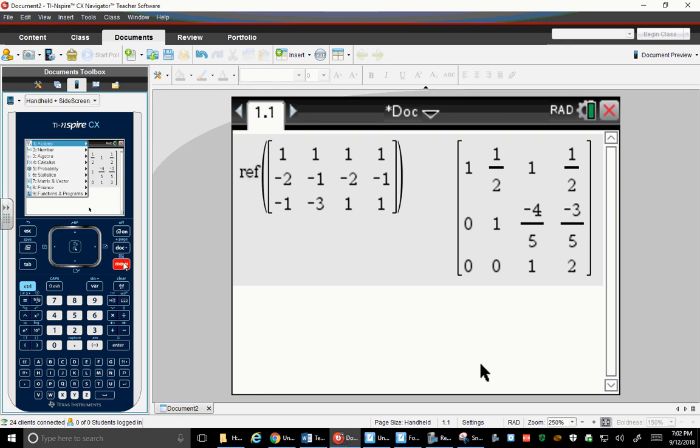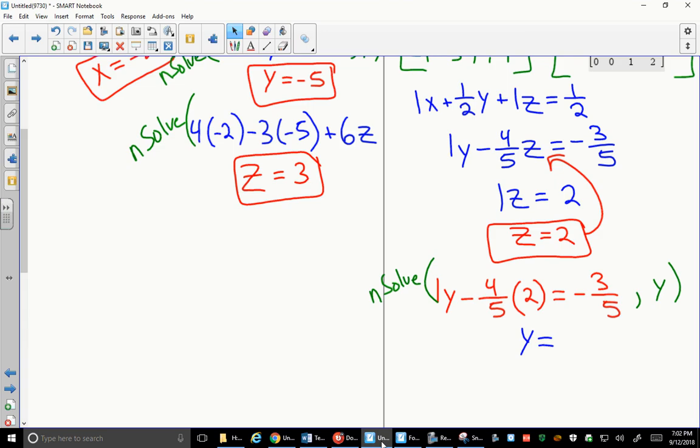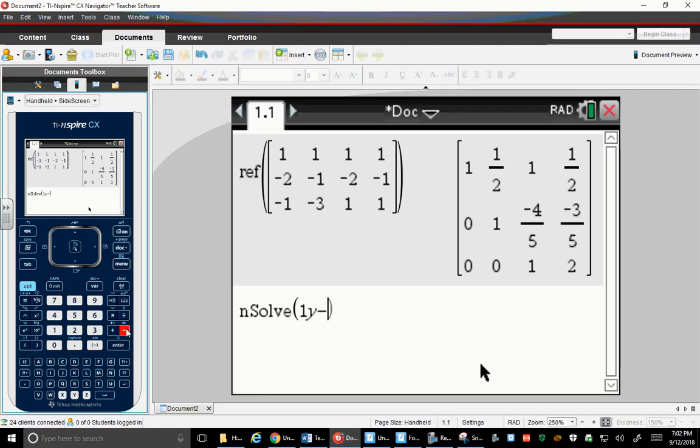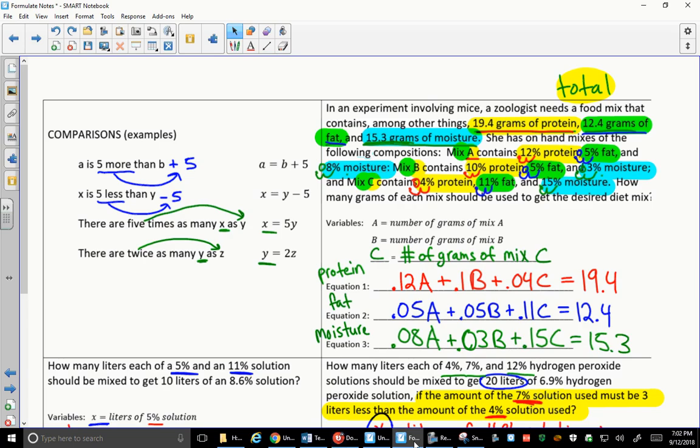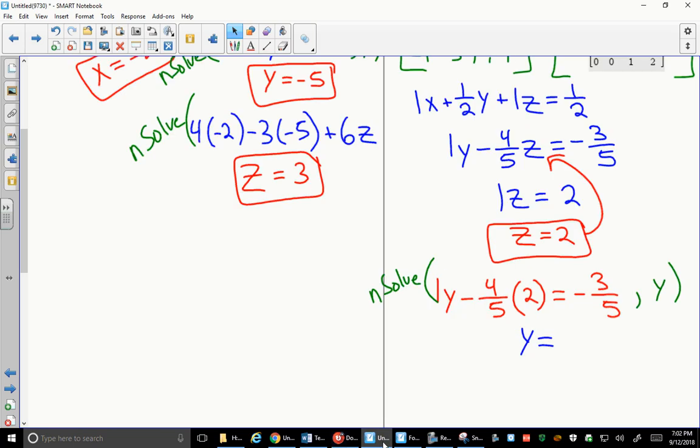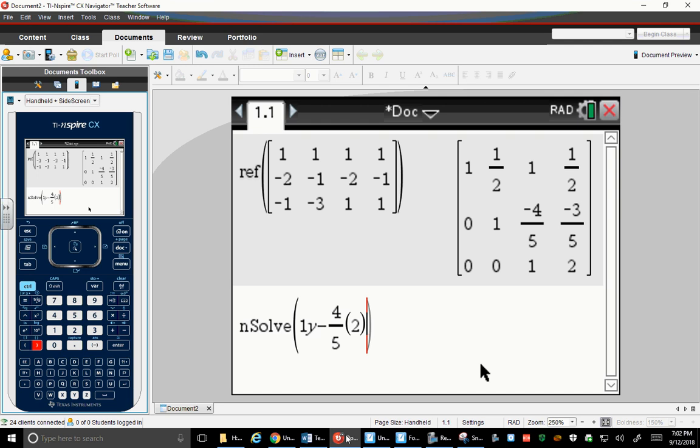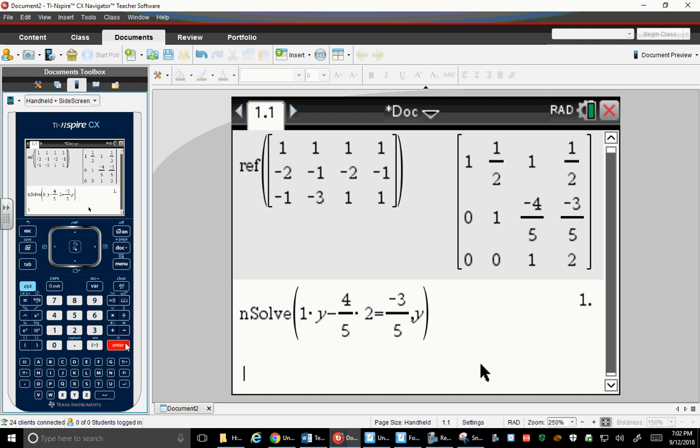That's what we're interested in finding out. So y equals what? All right, so menu 3, 1 again. So we have 1y minus 4/5 times 2 equals -3/5. And we want to solve this, arrow to the right, comma, y. Okay, so we know y is 1. Let's go back and record that.